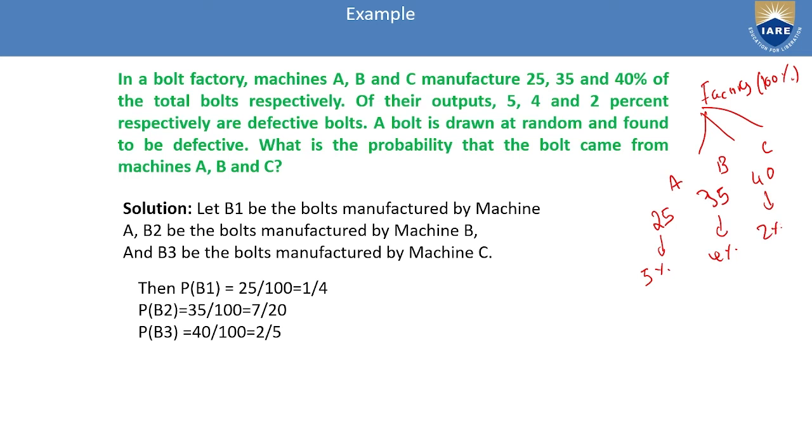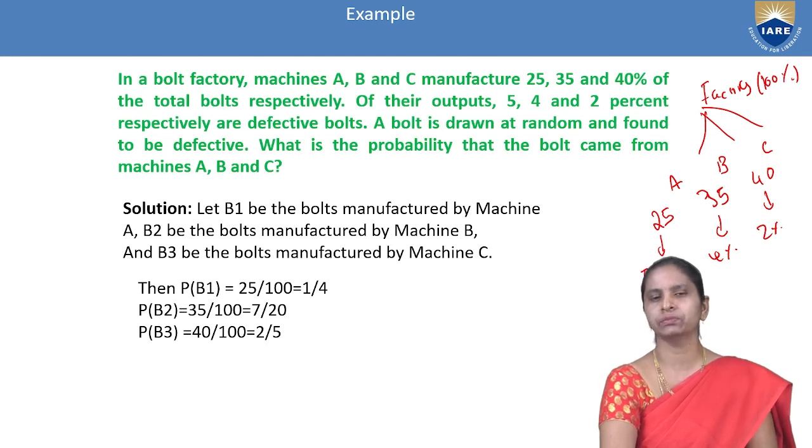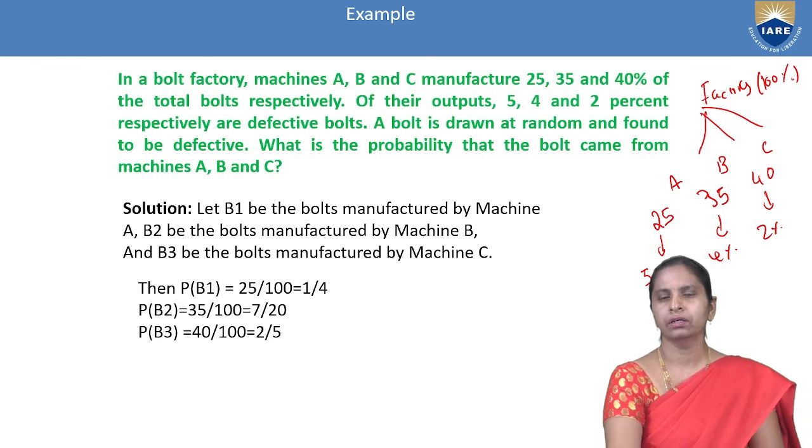Now, a bolt is drawn at random and found to be defective. It means they have randomly selected a bolt, but I don't know which machine the bolt is from, whether it is from machine A, machine B or machine C. The bolt is drawn at random and found to be defective. So what is the probability that the bolt came from machines A, B and C? What you have to do here first is consider what?